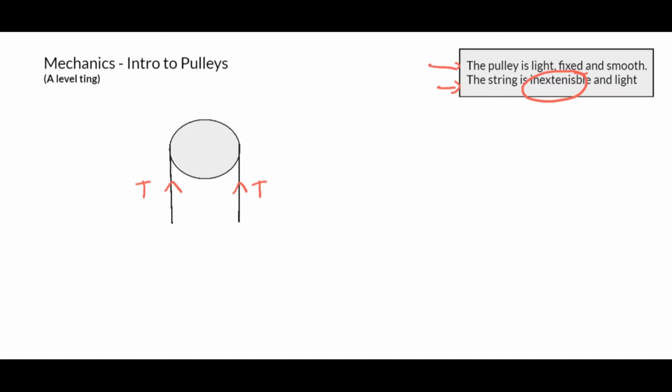The next one says light. Obviously, you might not know what that means. Light means no mass. So this string, we're not going to take into consideration the string's mass. If it says the string is light, that means we're not going to take into consideration the mass of the string.